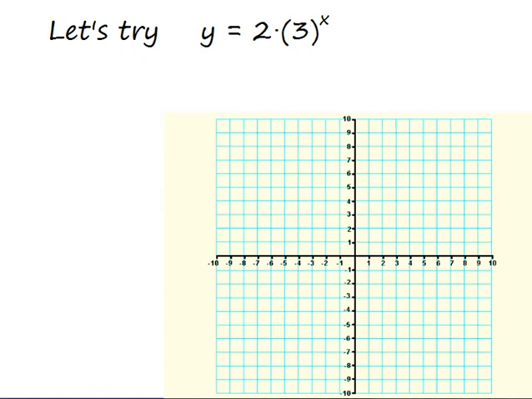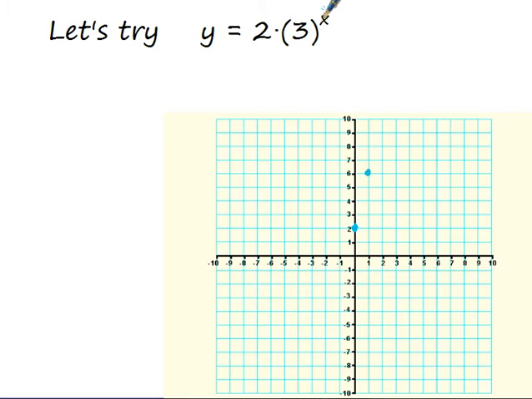Let's try one more. Let's try y equals 2 times 3 to the x power. Again, I'm going to start with my beginning point where x is 0. 3 to the 0 power is 1, and 1 times 2 means that I'm starting with 2. After 1 day has passed, 3 to the first power will give me 3, and 3 times 2 will give me 6.